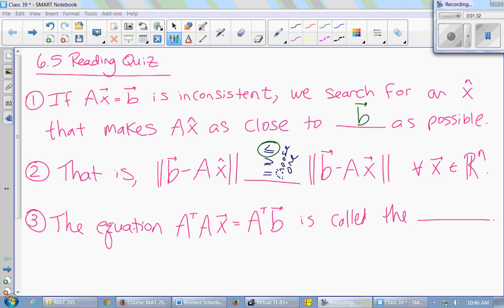Okay, and then the equation A transpose A x equals A transpose b, what is that called? The normal equations.